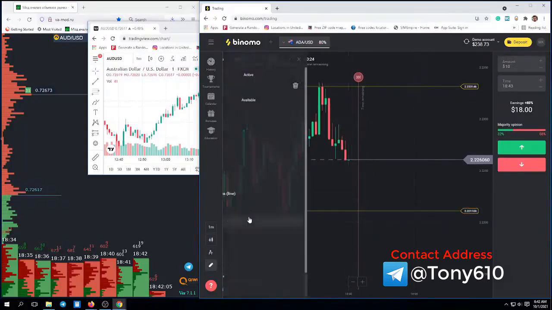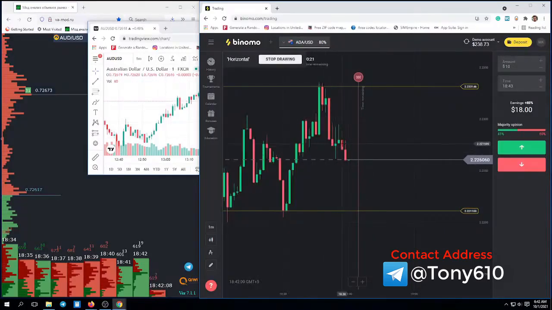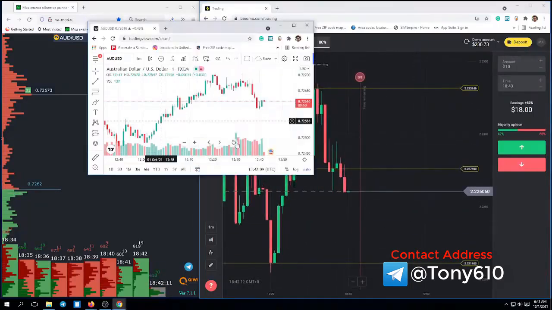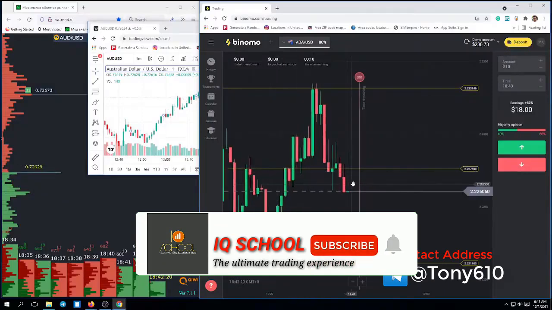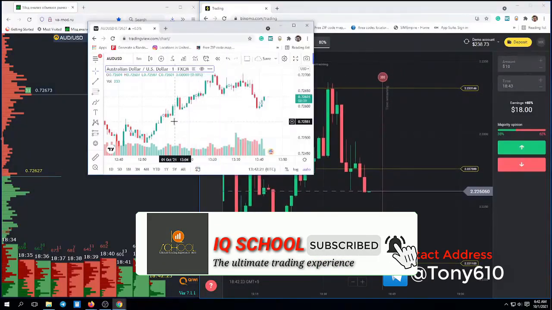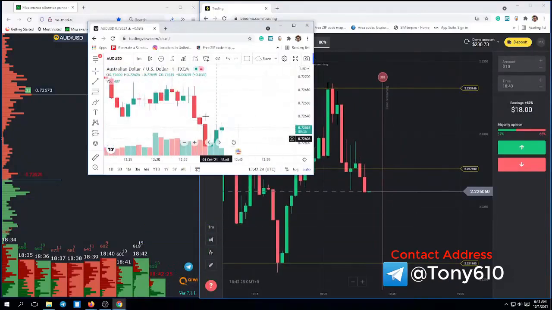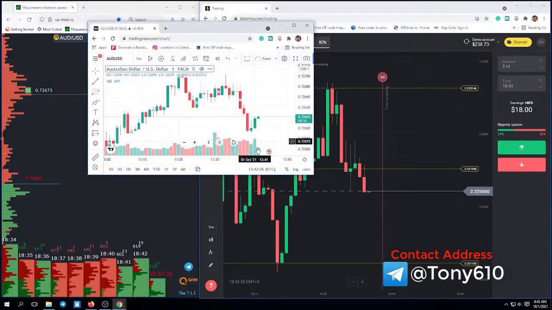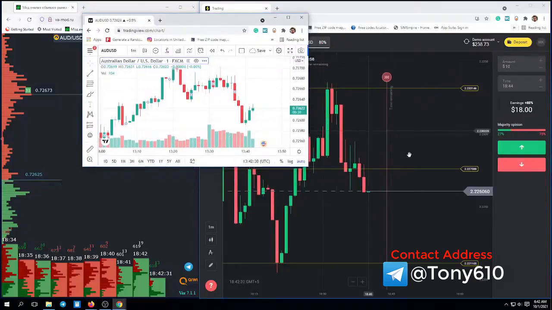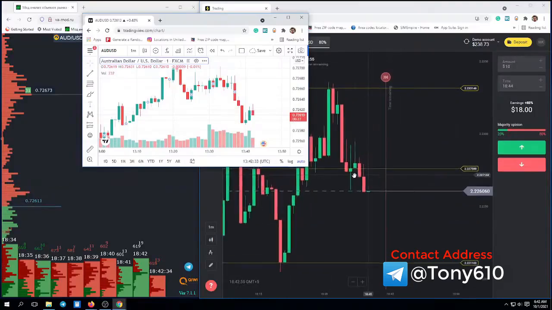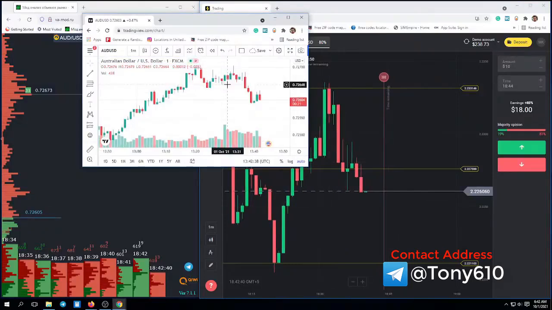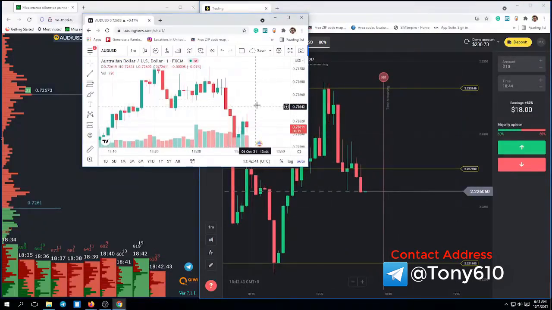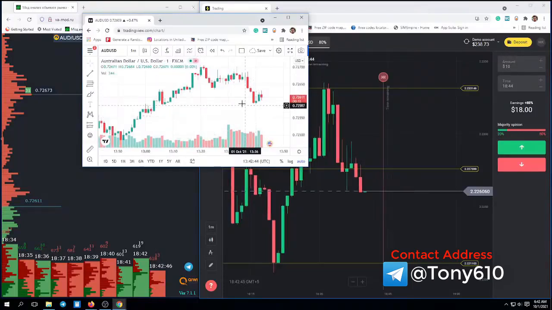So here is my other level, which is the entry level. You can see this is my resistance level from previously, where the market had a breakout, and this is the weakest area. You can also follow the TradingView chart, because sometimes Binomo manipulates the candles. That's why you can use the TradingView chart to understand the market situation very well.